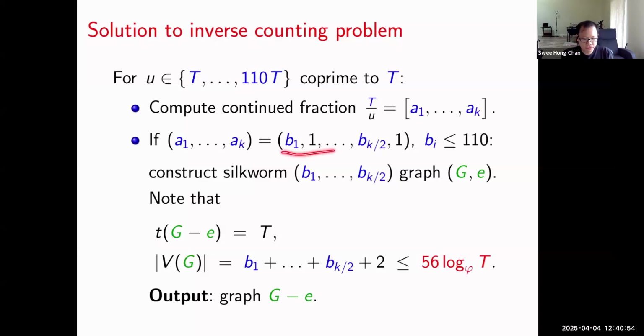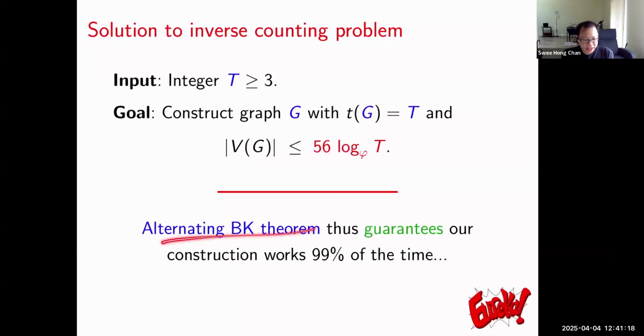But if it's of the alternating form, then you just construct a sigmoid graph, and by construction, the number of spanning trees of G minus E will be equal to t, and the number of vertices will be less than or equal to 56 log t. If this is the case, then we are in business. We'll take our graph G minus E as our output. We are done. And our alternating BK theorem guarantees that this works 99% of the time.